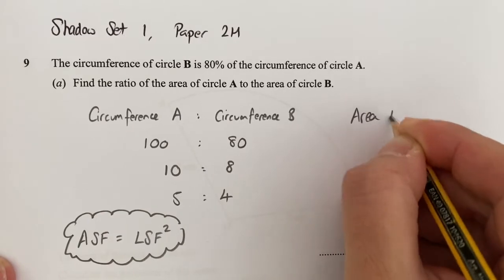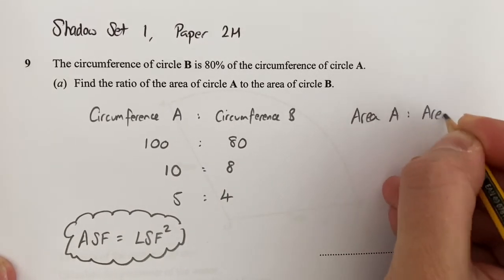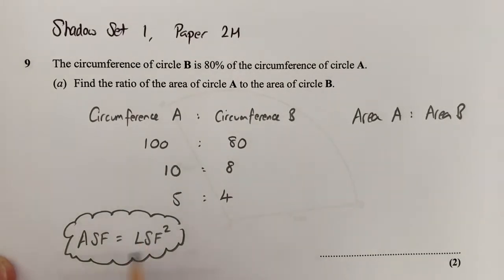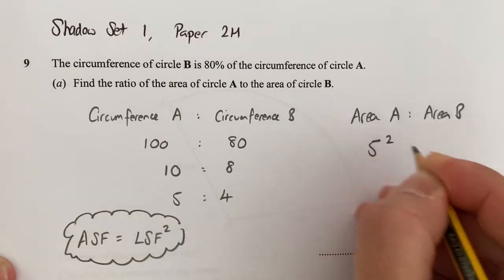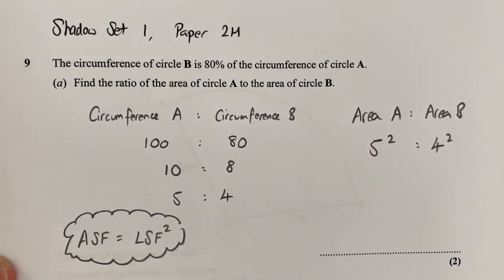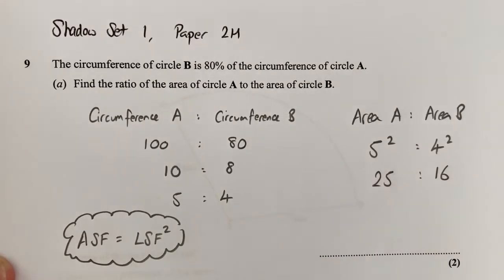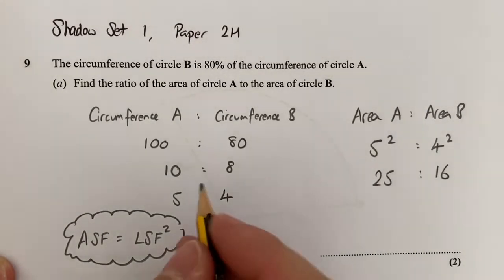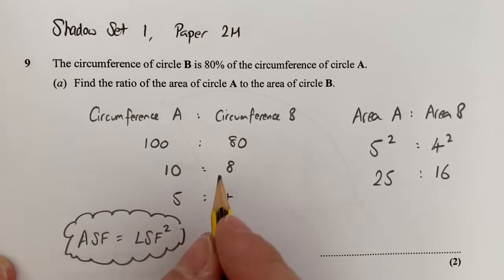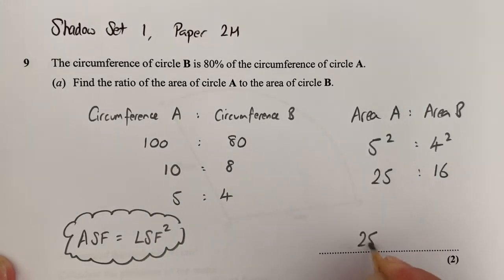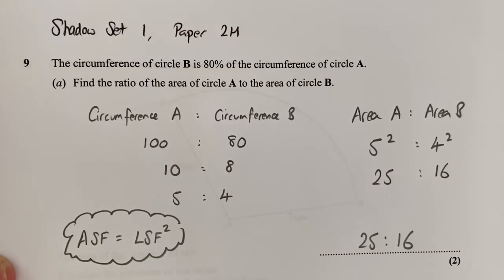Now area A to area B, using this fact that we know, if the linear scale factor ratio is 5 to 4, then the area is just going to be those numbers squared. So the area ratio will be 25 to 16. And it would have been exactly the same had I left it 100 to 80 or 10 to 8. It would have simplified to 25 to 16. And that is the answer to that first part of this question, 25 to 16.